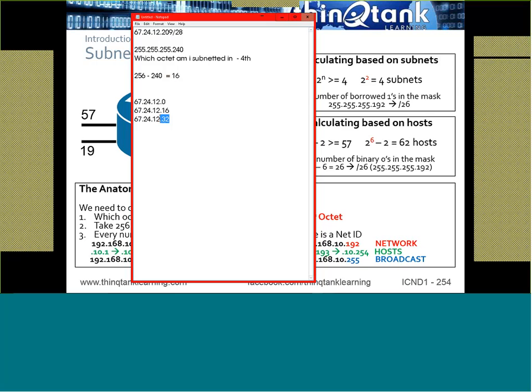So your best bet, honestly, if you don't want to do a whole lot of math, is to figure out the closest number to 209 that's divisible by 16. Remember, you don't get a calculator for the test, so all of this math you have to do in your head. Is 67.24.12.160 a network ID? Is 160 divisible by 16? Yes, 10 times, right? So you can simply start there.